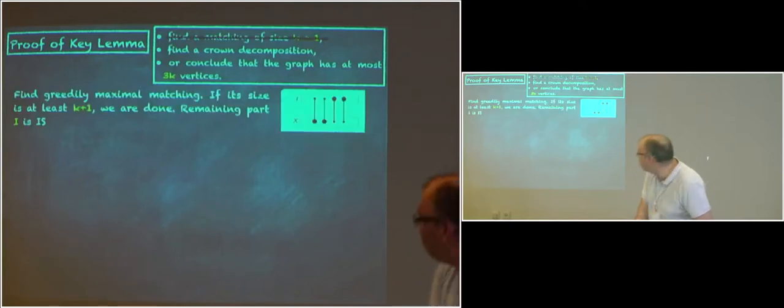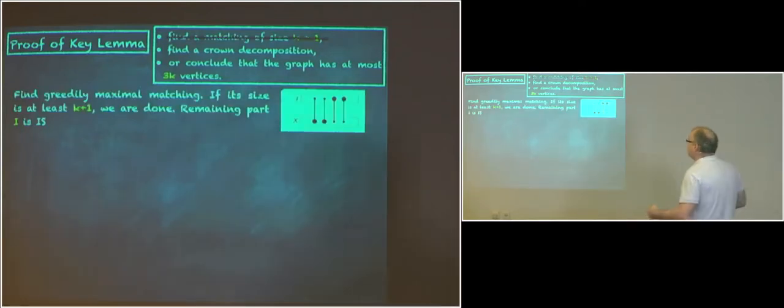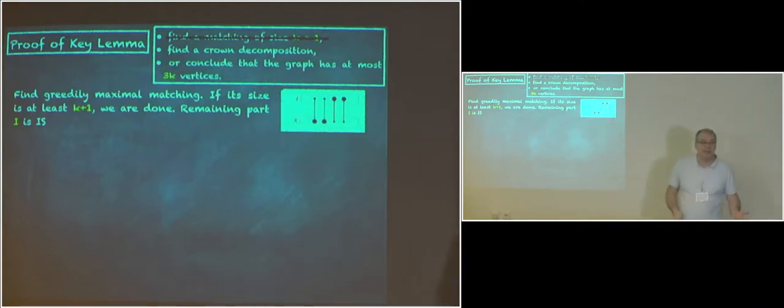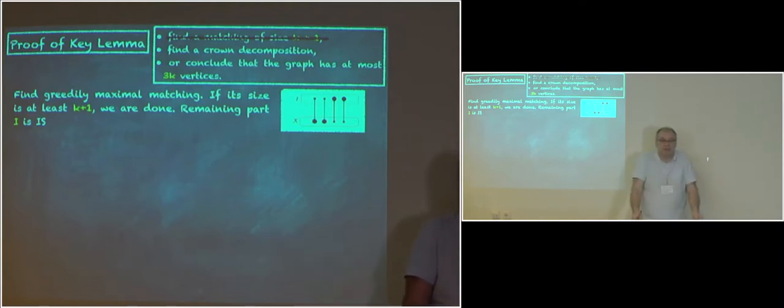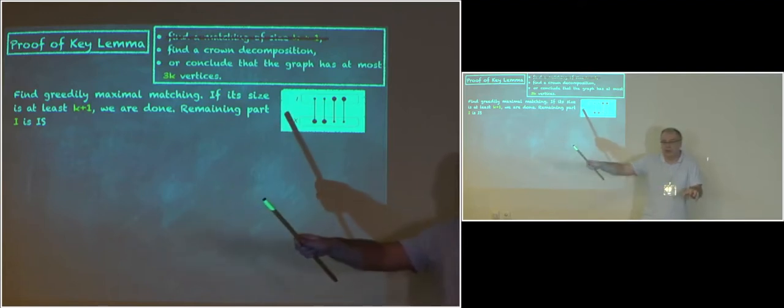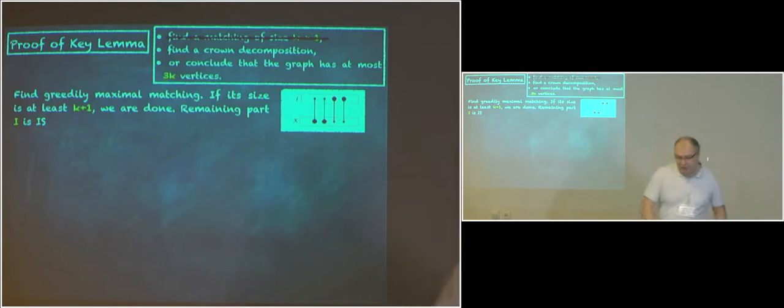Okay, so how to prove the lemma? First of all, I find a greedy maximal matching. If the size of the matching is at least k plus 1, I cannot cover this matching by a vertex cover of size k. In this case, I say no immediately, right? Okay, if I found a maximal matching of size less than k plus 1, then if I take the endpoints of the matching, what remains is an independent set, right? Because I cannot add any matching anymore to this set.